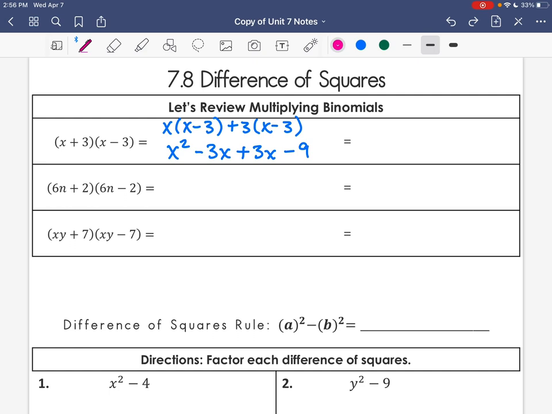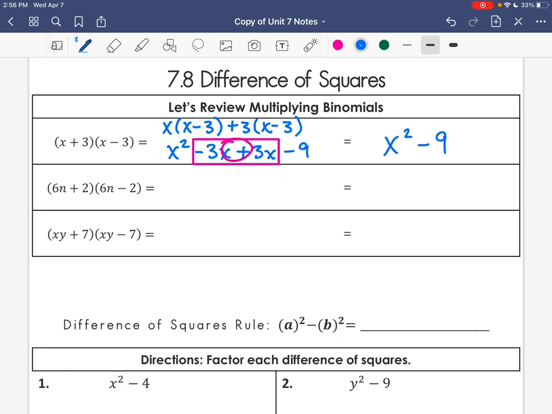After we do that, you can see right here that our middle, our x's, actually cancel each other out. Negative 3 plus 3 is 0. So that zeroes out, and we're left with an answer of x squared minus 9. Okay? That makes it really nice and special.